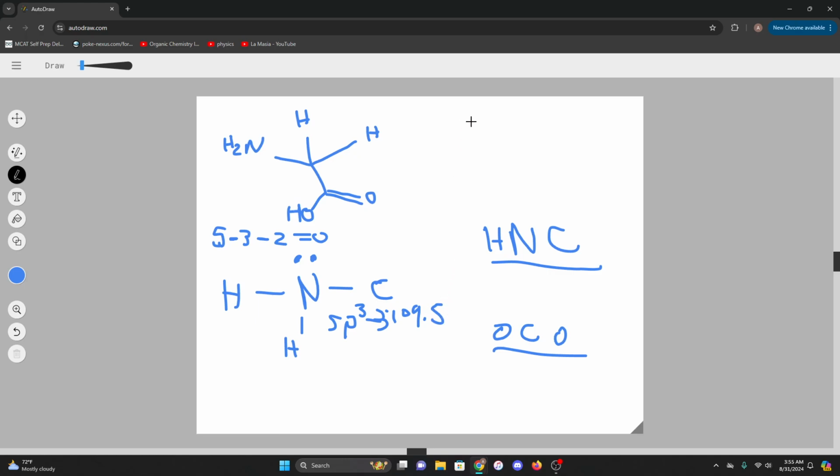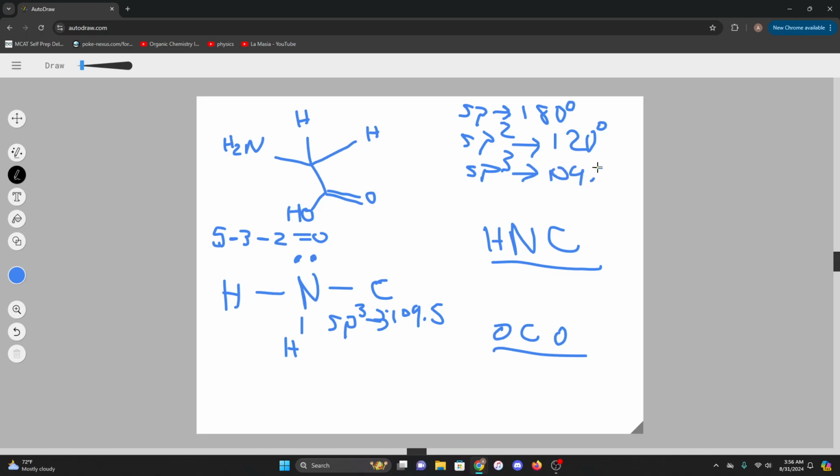A little reference if you guys wanted, sp is going to give you 180 degrees. And this is just something you should know for these types of questions. sp2 is going to give you 120 degrees, and your sp3 giving you 109.5.